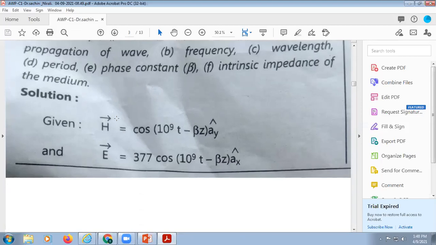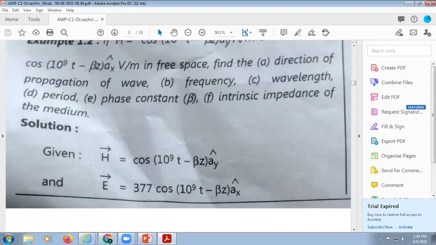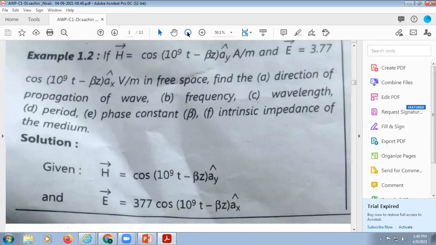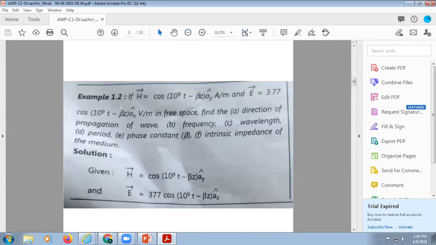This arrow indicates the direction, that's it. So here H, the magnetic field, is equal to cos of 10 to the power 9 t minus beta z, bracket close, in the ay direction. Electric field is in the ax direction. Okay, so what is the numerical here? Again, I will tell you soon. So H is equal to cos 10 to the power 9 t minus beta z, ay, ampere per meter, the magnetic field unit. The electric field equation is given again. Both are in the free space.